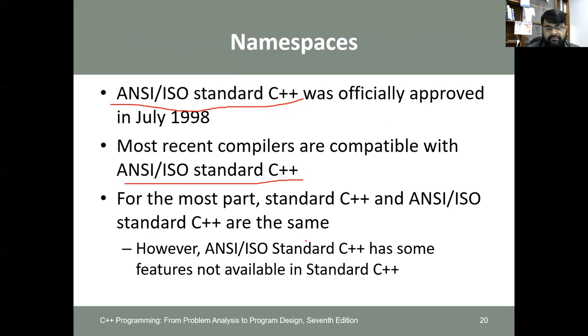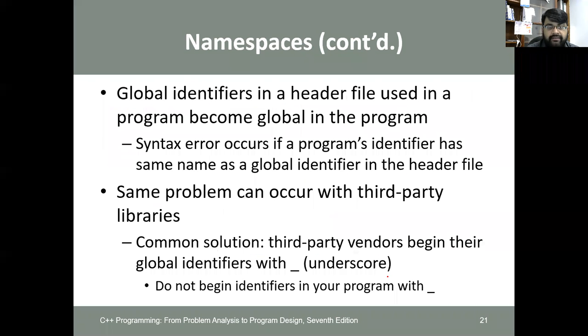However, for the most part, the standard C++ and the ANSI/ISO standard C++ are the same. Standard C++ was the one that was used before 1998, and every recent compiler is following these standards. However, there are some features in ANSI/ISO standard C++ that are not available in standard C++.